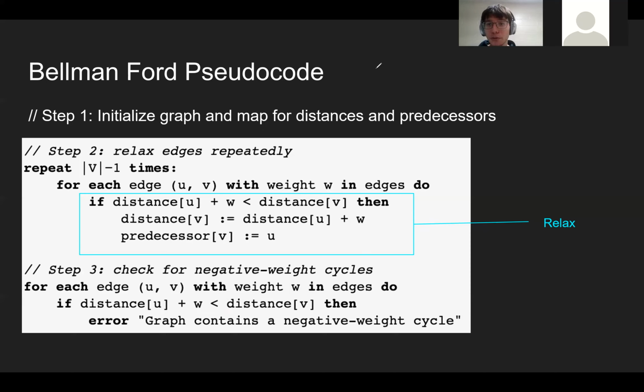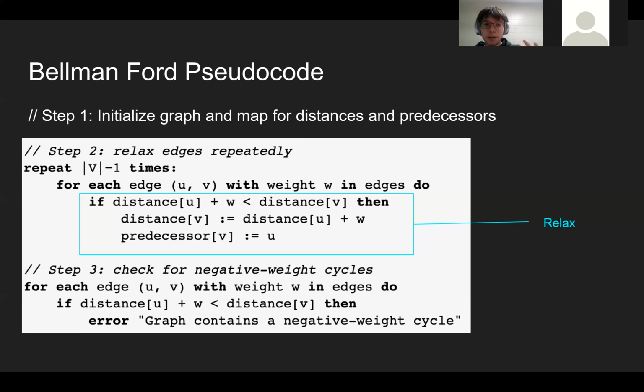And the reason for that is because if we think about it, if there isn't a negative weight cycle, then that means the longest simple path you can have in a graph is of length v minus 1. Because a simple path is any path that doesn't repeat vertices. So the longest simple path we can have goes to every vertex exactly one time. You start at the source and then you go.